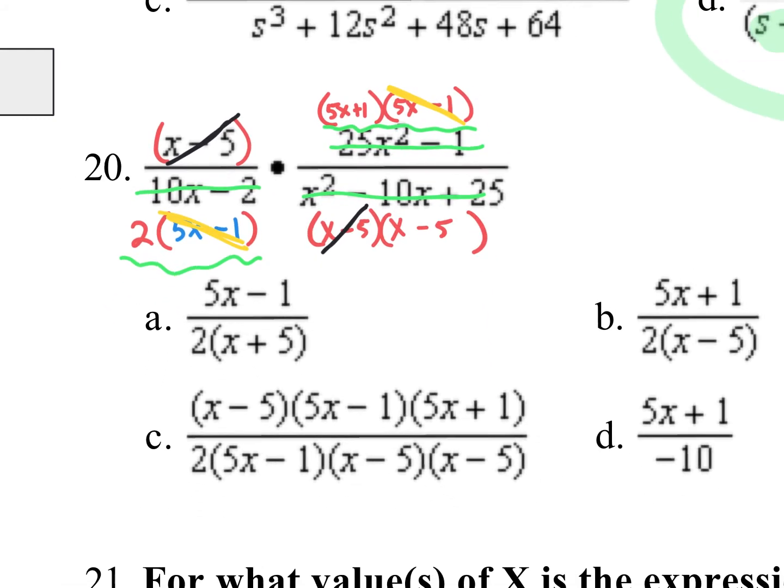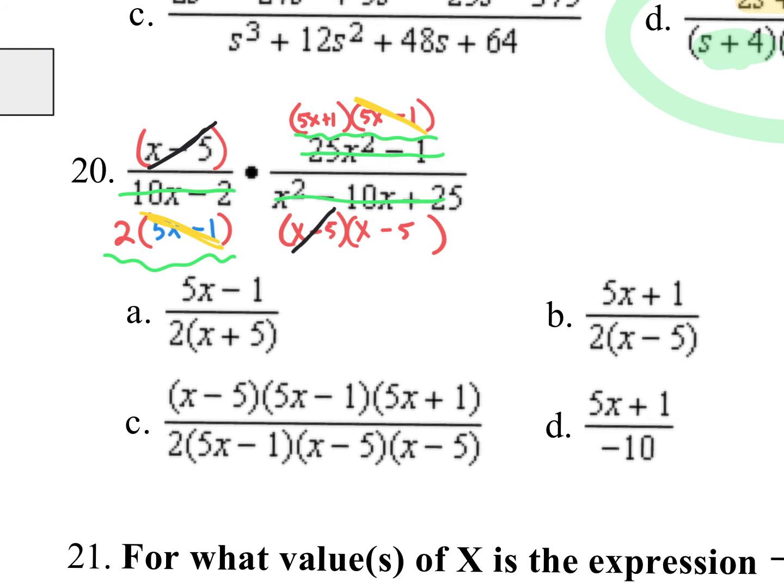Actually, let's zoom out a bit so we could look at those multiple choice answers. We have the 5x plus 1, and the only ones that have a 5x plus 1 are either B or D. And then what's left over on the bottom, we have 2 times x minus 5. 2 times x minus 5. We have a winner, option B, not D. Okay, let's move on to 21.